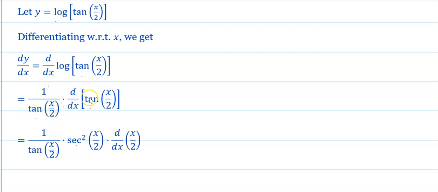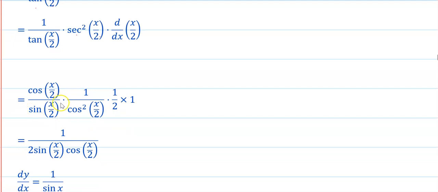Okay, then the derivative of tan is sec square x by 2. Then is it just x here? No, it is not x, here it is x by 2. Therefore we want to find out the derivative of x by 2. In this, what will be the derivative of x? It will be 1. Hence you will get 1 upon 2 into sec square x by 2 into 1 upon tan of x by 2. Now we will just do the simplification.